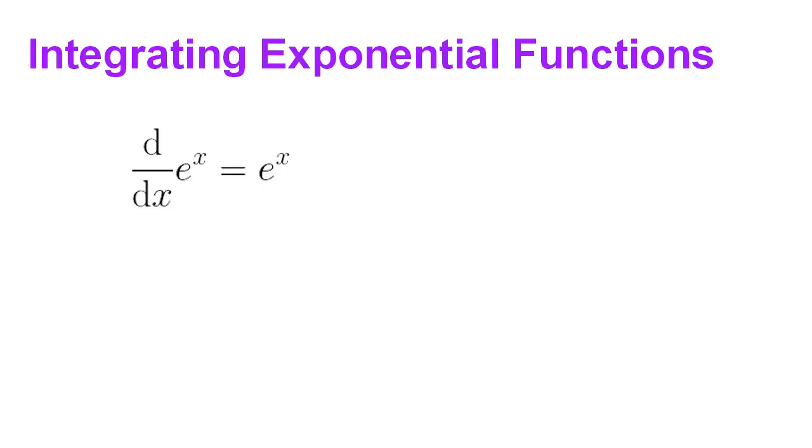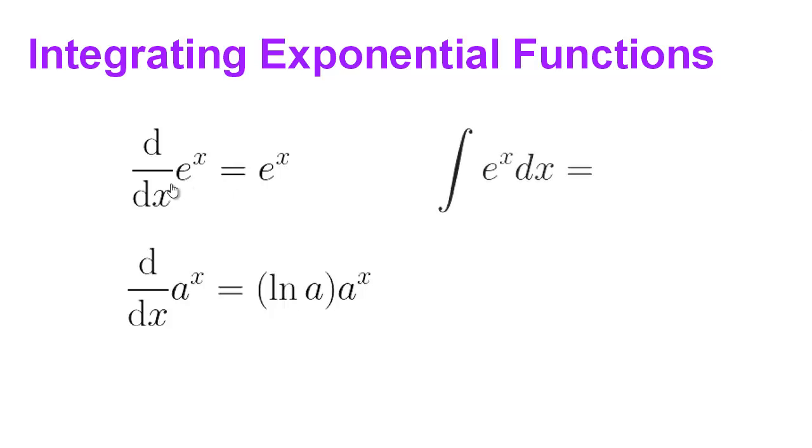So we know that the derivative of e to the x is e to the x. We've established that before. So we also know that the derivative of any exponential function of a base a, so the derivative of a to the x power, is the natural log of a times a to the x. So since integration is the reverse of differentiation, if we integrate e to the x, we should get the original integrand. So the integral of e to the x dx is, as you expect, e to the x plus c.